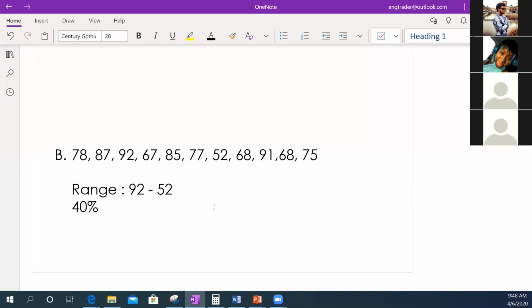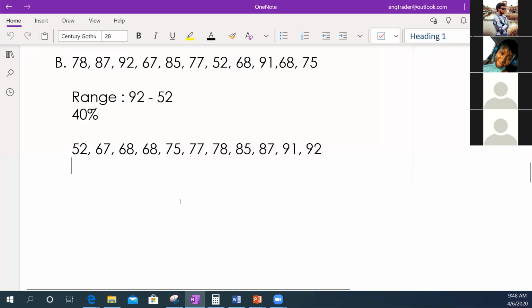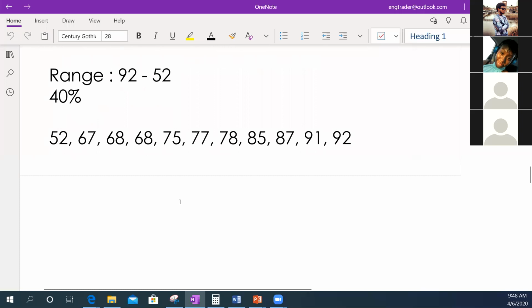So the first thing we need to do is arrange from lowest to highest. Now we have the arrangement here. So this should answer what you were talking about earlier, Tijani. In this case, we know that the middle is right here. So that's the middle number right there.